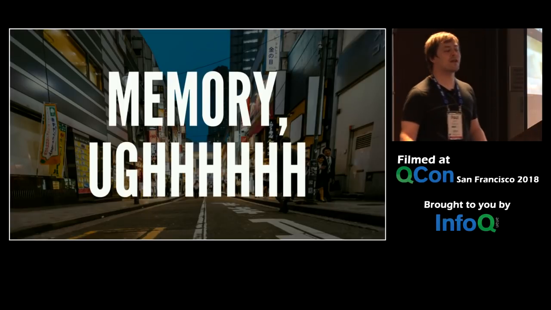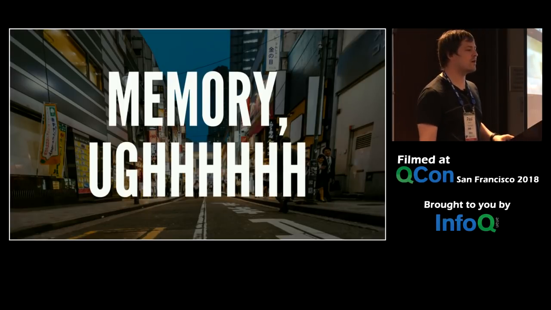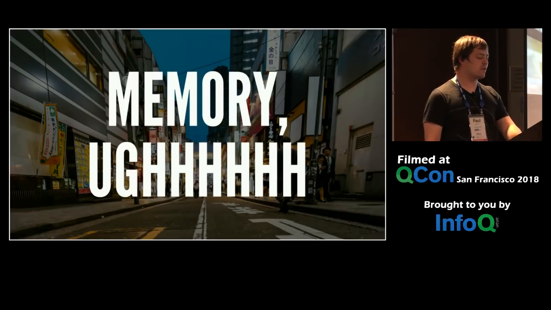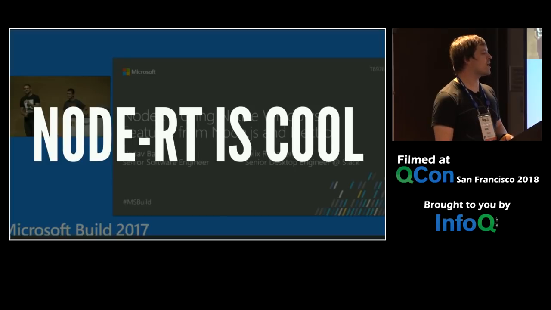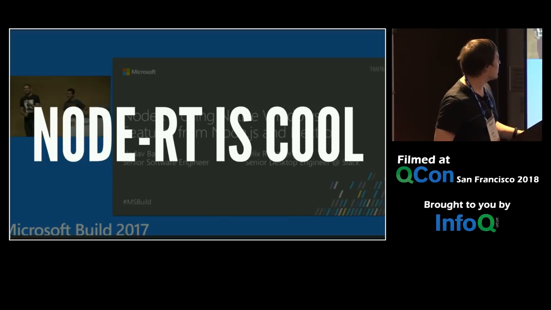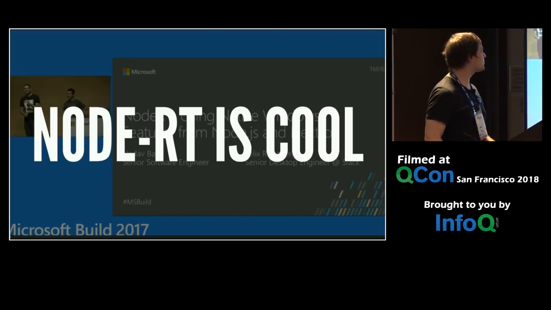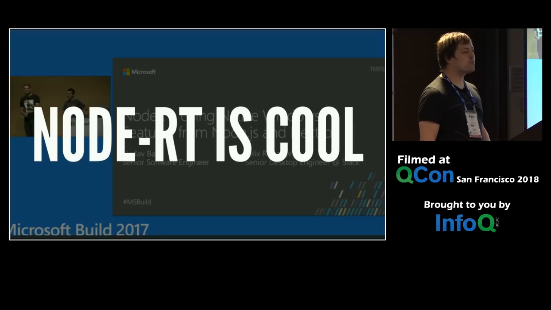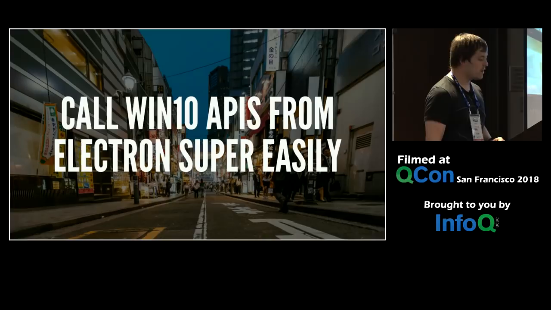So now I'll tell you about a thing that has nothing to do with performance or memory or do-your-homework kind of topics. I'll talk about something in this library that's, in my opinion, under-marketed and not as well known as it should be. It's called NodeRT, and NodeRT only works on Windows. What it does is it lets you call basically all of the really cool Windows APIs from JavaScript in Electron. So this is really powerful. We can call Windows 10 APIs from Electron super easily.